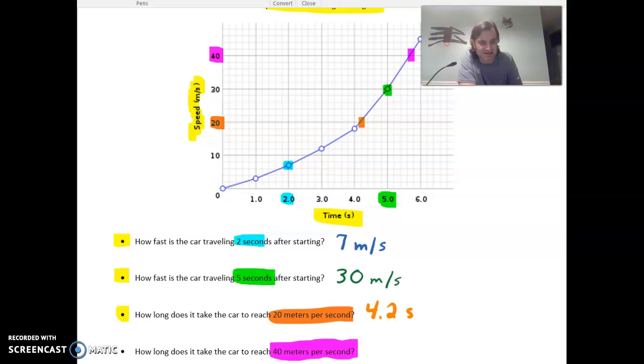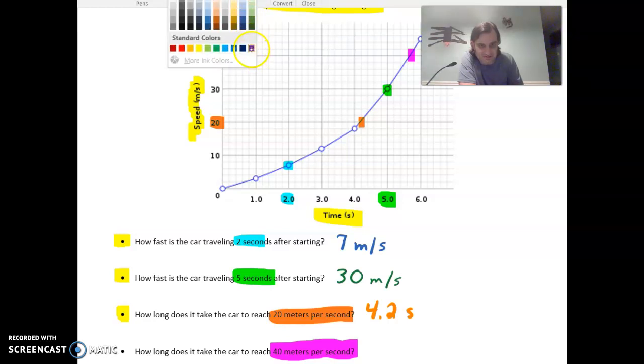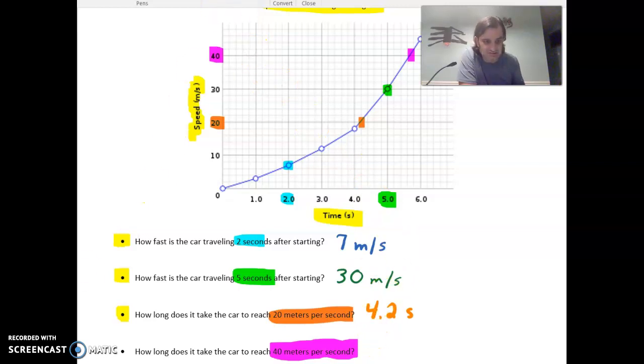So let's see here. 5.6. I don't even see that purple on here. Let's just use that purple. Ew. Hold on. Learning new colors as we go.